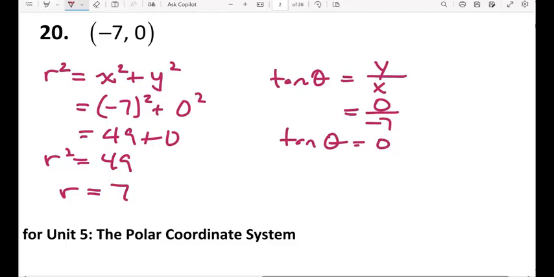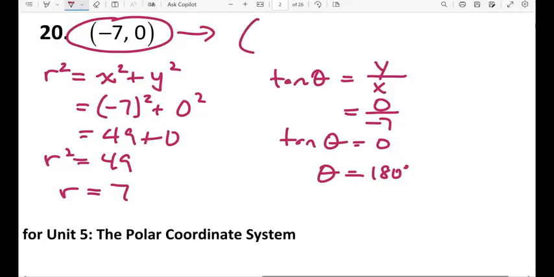So we're looking at our horizontal rotations, which are 0 degrees and 180 degrees. We need to think about when our x value is negative, we're going to be on the left side, so that rotation will be 180 degrees. So in r comma theta form, this is 7 comma 180 degrees.